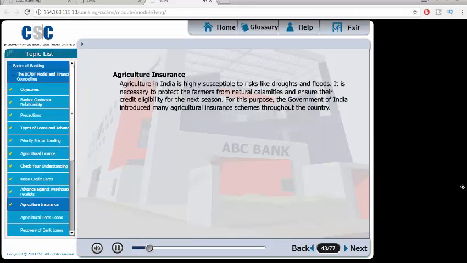Agriculture in India is highly susceptible to risks like droughts and floods. It is necessary to protect the farmers from natural calamities and ensure their credit eligibility for the next season. For this purpose, the Government of India introduced many agricultural insurance schemes throughout the country.